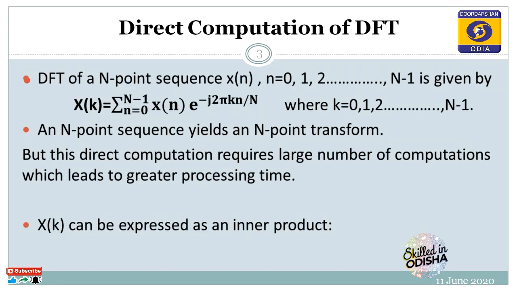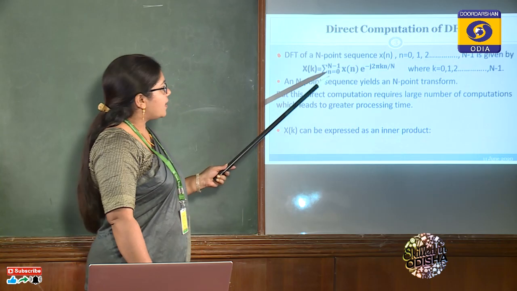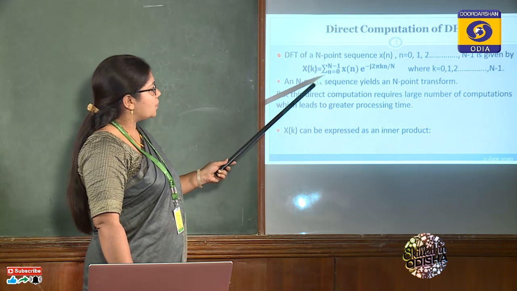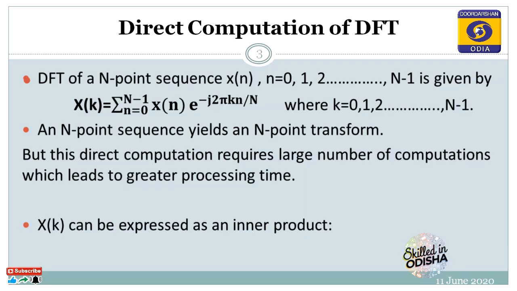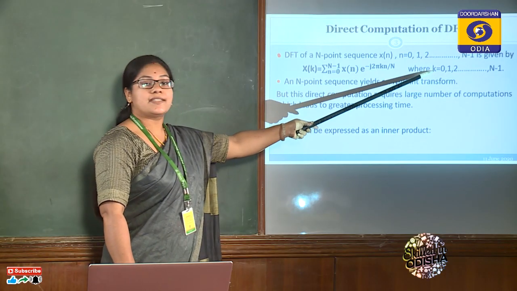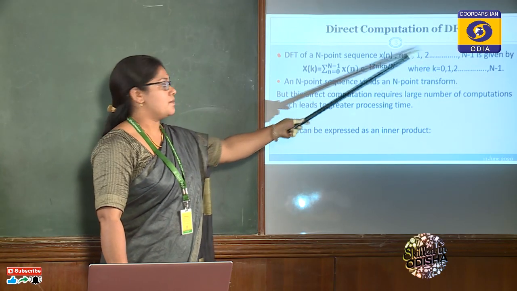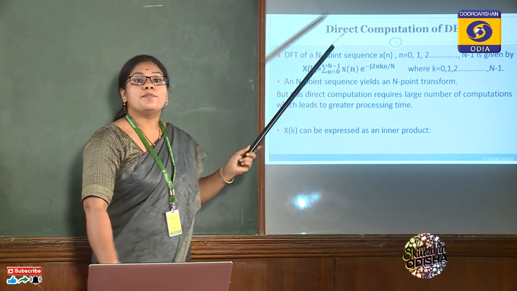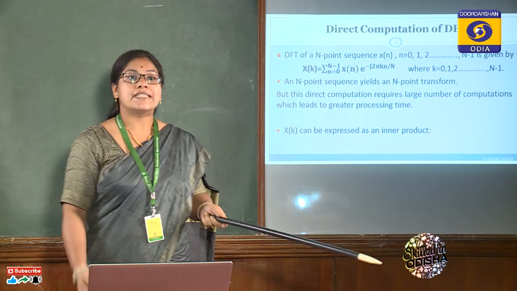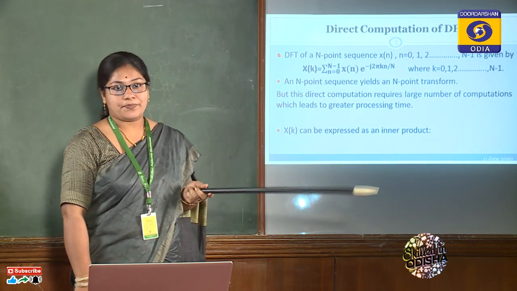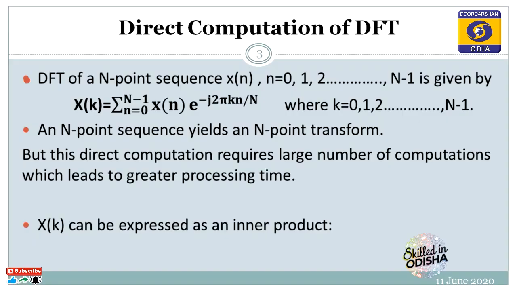Next is the DFT of an n-point sequence. We can mathematically write it as X of k is equal to summation over n is equal to 0 to N minus 1 x of n, then I have an exponent factor, and this k ranges from 0 to N minus 1. N minus 1 means its number of values is actually N because it is 0 to N minus 1. Now what is the problem with this? The problem is that it requires a large number of computations which leads to greater processing time. That's one of the disadvantages of direct computation of DFT.